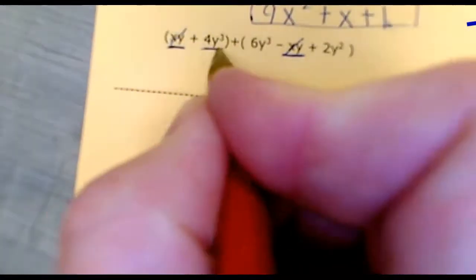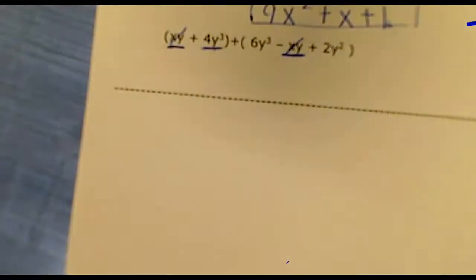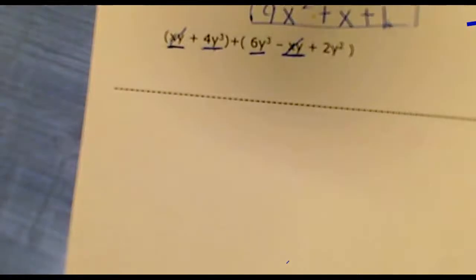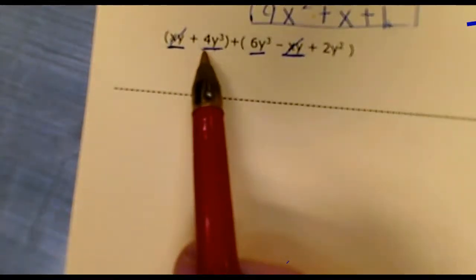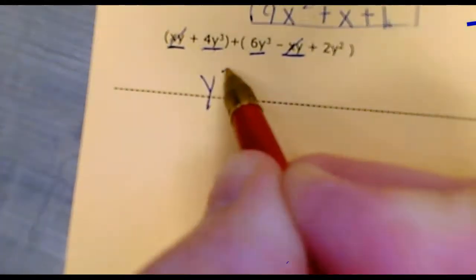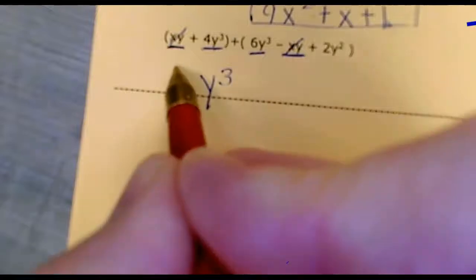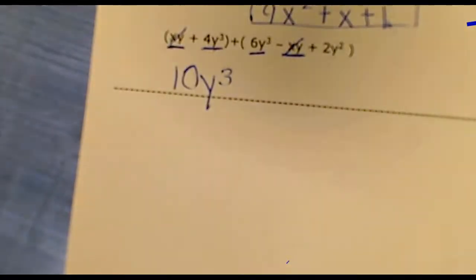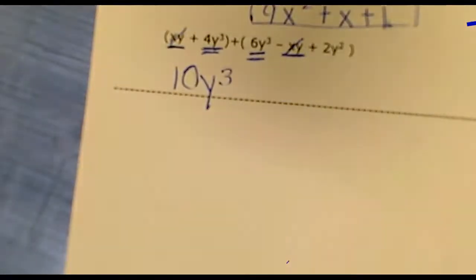Here I have y to the third power. Here I have a y to the third power. I have 4y to the third power and 6y to the third power. How many y to the third powers is 4 plus a 6? So this term and this term are like terms.